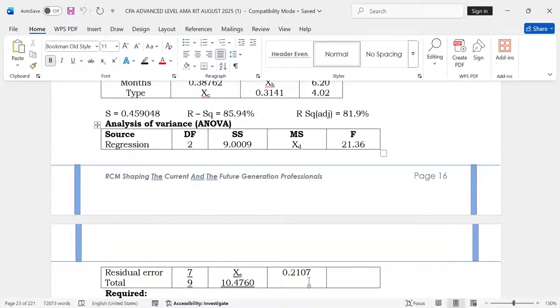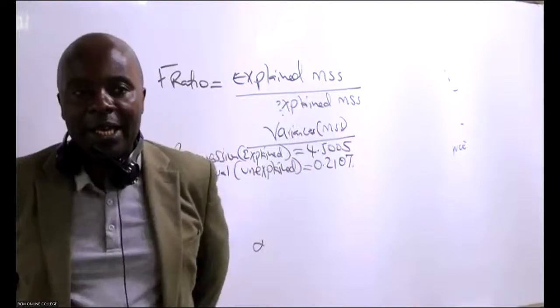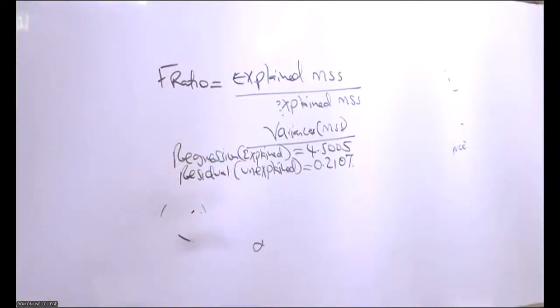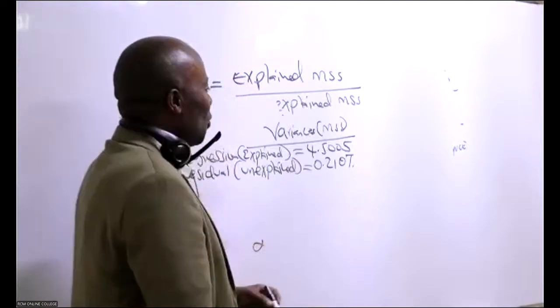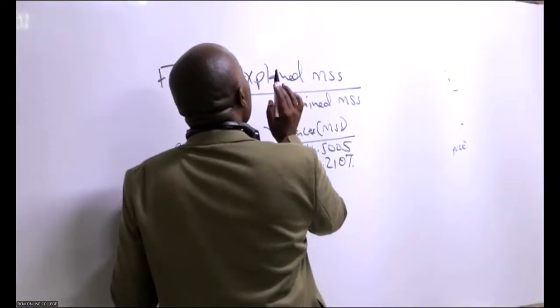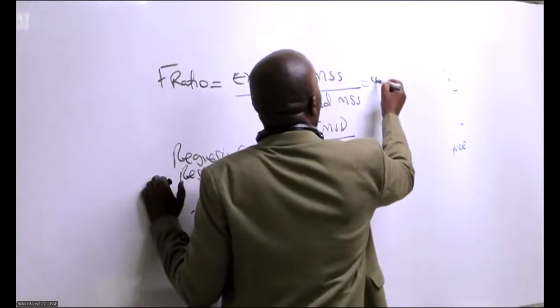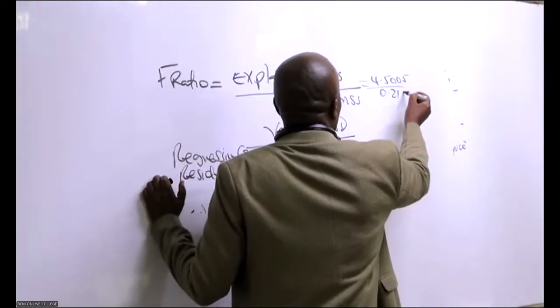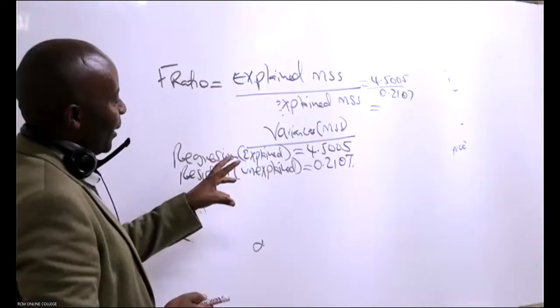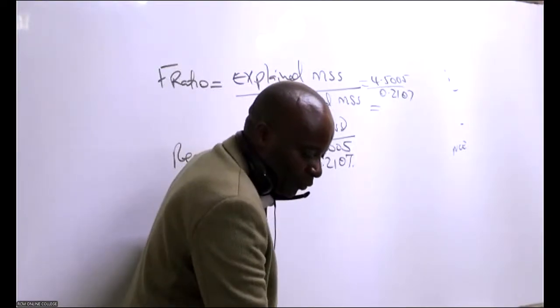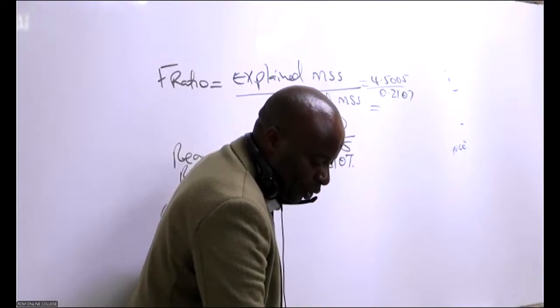Now, given these two that have been very well explained, is there someone who can give me the F ratio there? Let's see. Because already I've given you the formula and I've taken my time to explain what explained variances are and what unexplained variances are. To get F ratio, we take explained mean sum of squares, which is 4.5005, all over 0.2107. Explained MSS over unexplained MSS, isn't it? So if you divide the two, what figure are we able to get? I can see a figure here, 21 point something, isn't it?